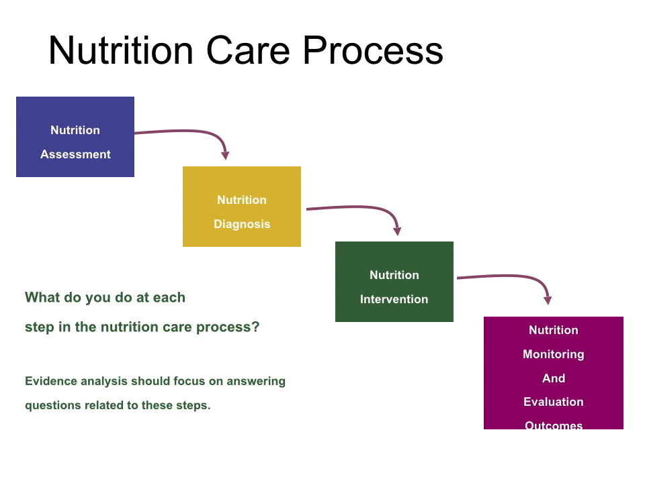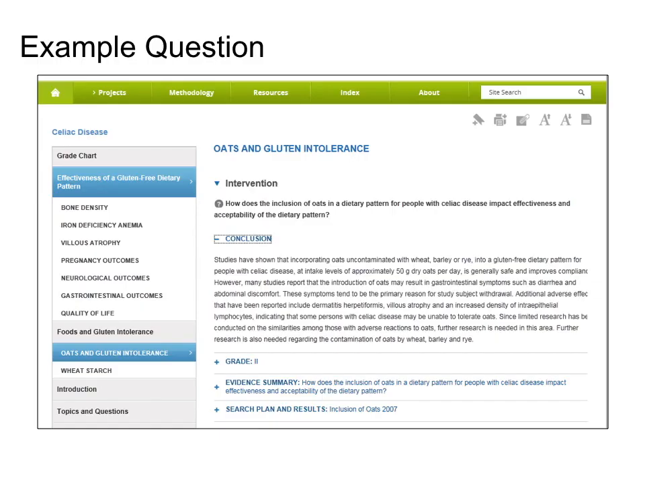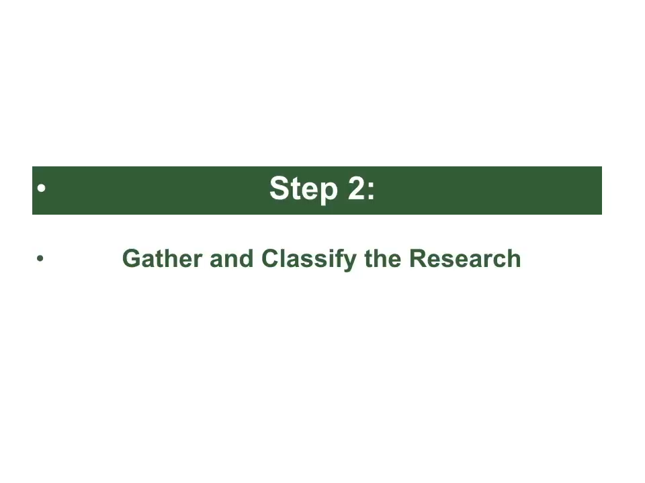So, nutrition assessment, nutrition diagnosis, nutrition intervention, and nutrition monitoring and evaluation of outcomes. The work group is asked to formulate 10 questions, typically 10 questions, for their project. Here's a sample question. Note that the question follows the PICO format that we've spoken about. So the next step in the process is to gather and classify the research.